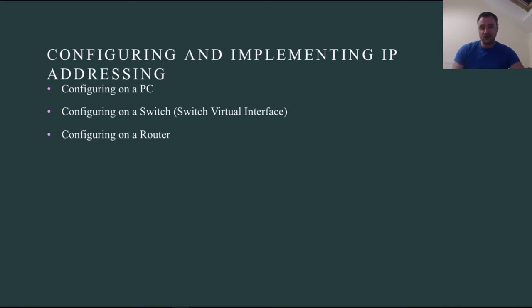I'm going to quickly show you how to configure an IP address on a PC, both Windows and Linux. Then I'm going to show you how to configure an IP address on a switch and a router. The interesting bit for the switch is it's not a physical IP address, you're not putting it on an interface. We're going to be putting it on what's known as a switch virtual interface, which is an SVI or a VLAN IP address really. So we'll get onto that now. Cool.